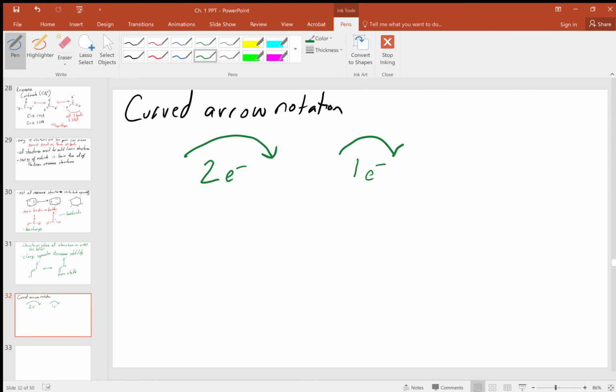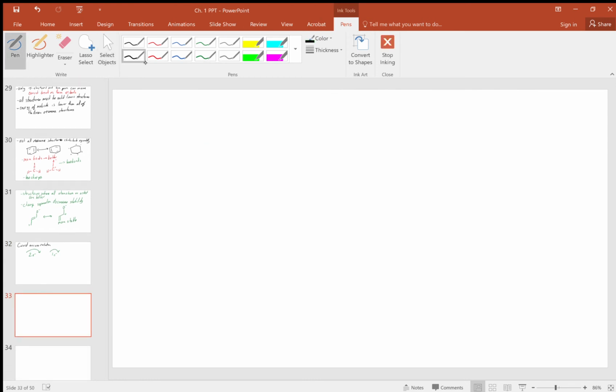All right, so let's look at an example and see how this works. So here's acetone. Can we draw a resonance structure for acetone?